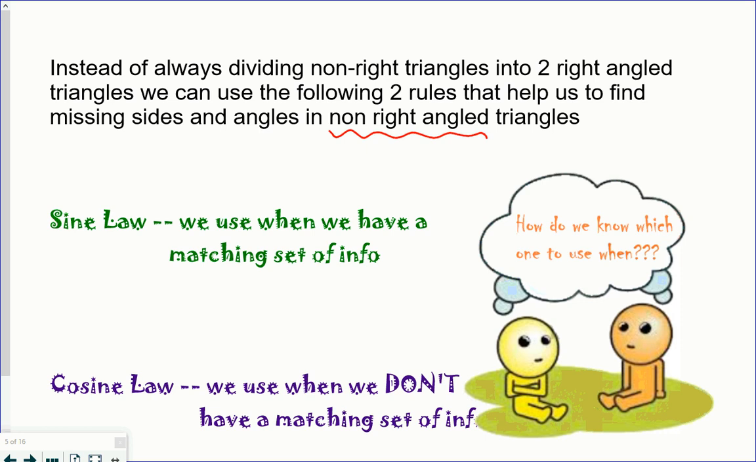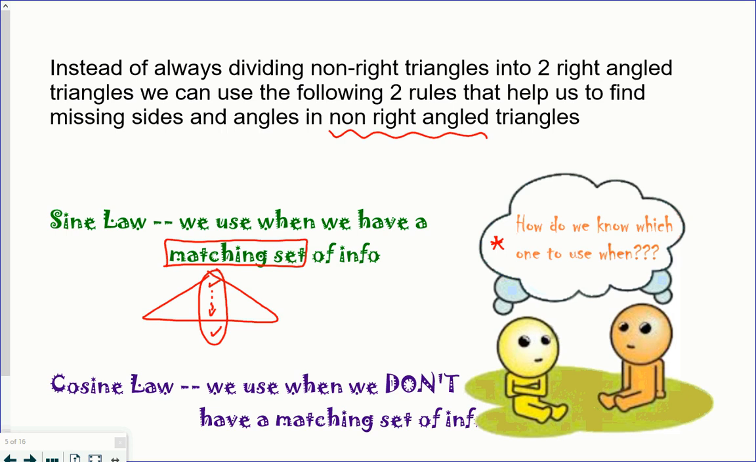So how do you know when to use which? How do you know when we should use each one? Well, for sine law, we use it when we do have a matching set of information. What I mean by that is that if you know this corner, then you also know this side. That is a matching set. If you have a matching set of information, you use sine law.